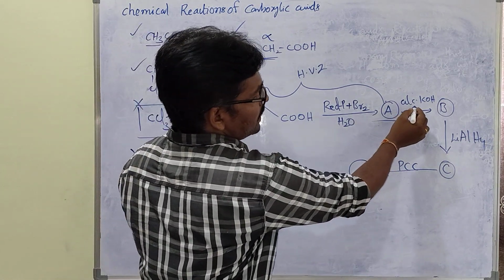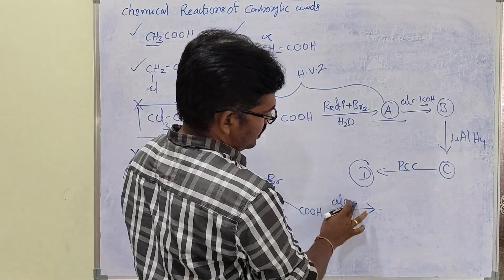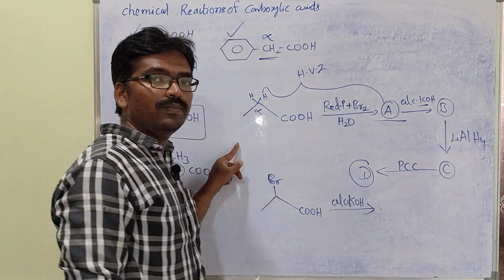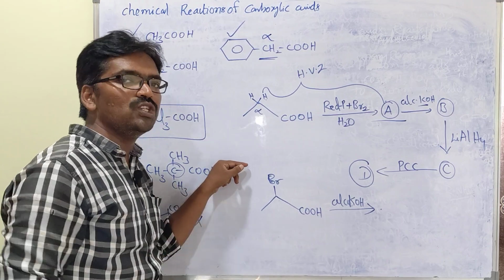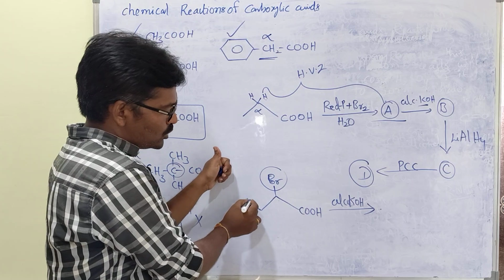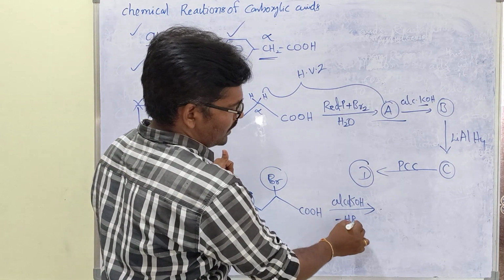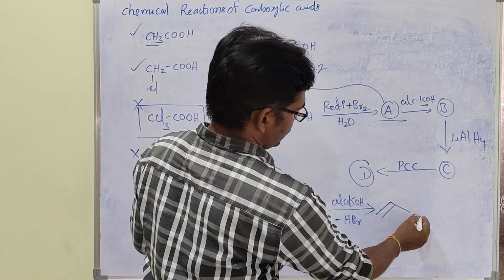Then next, what is there? Reaction with alcoholic KOH. Alcoholic KOH acts as a dehydrohalogenating agent. Hydrogen and halogen are eliminated from adjacent positions. Here the halogen should be eliminated, here the hydrogen should be eliminated. Then HBr will be eliminated from the compound, and a double bond will be formed. COOH like this.